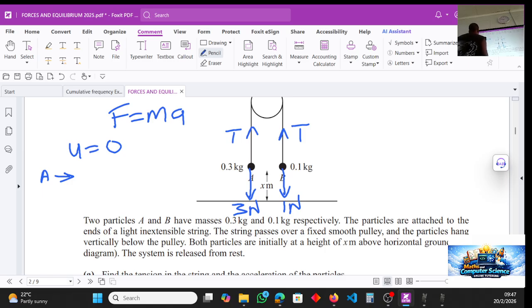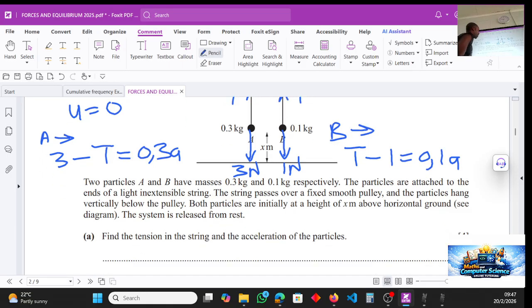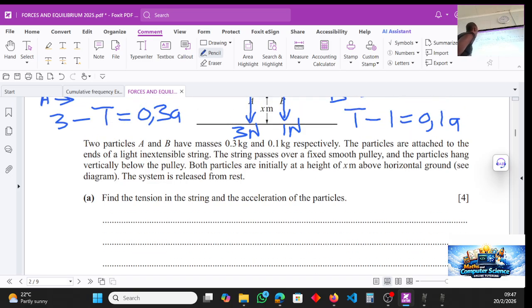The net effect here is 3 minus T equals ma, that's 0.3 a. Now, when I go to B with the same thinking, B actually is the tension minus the weight, which is 1, equals 0.1 a. Now, if you check, we've got simultaneous equations that can help us to get the unknown value of either a or T. But I think it's wise for us to eliminate T first. So I'm rewriting these equations below.